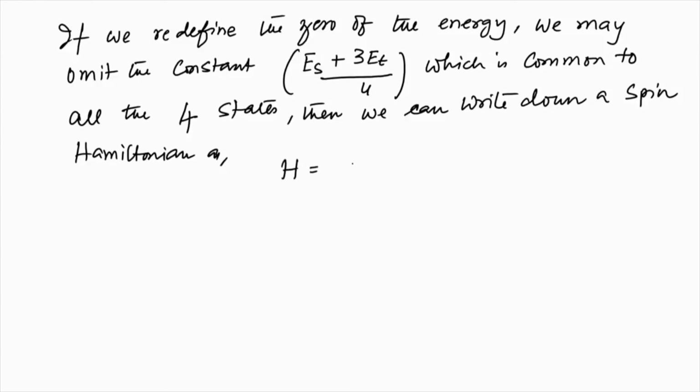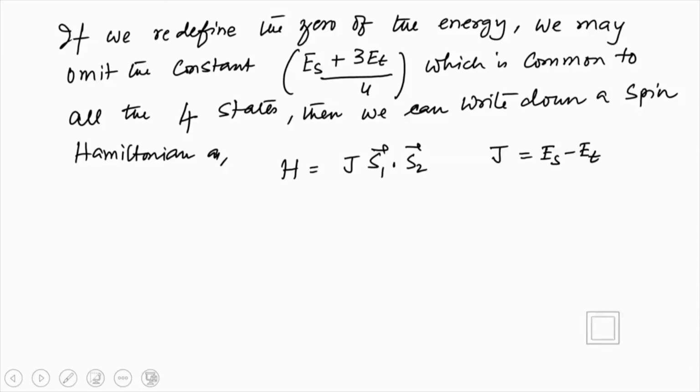as H equal to J into S1 dot S2, where J is nothing but the difference between the singlet and the triplet energies. Here of course, we have the singlet energy to be lower, which is equal to minus 3 by 4 h cross square, and the E_t being 1/4 h cross square. So, J will be negative.